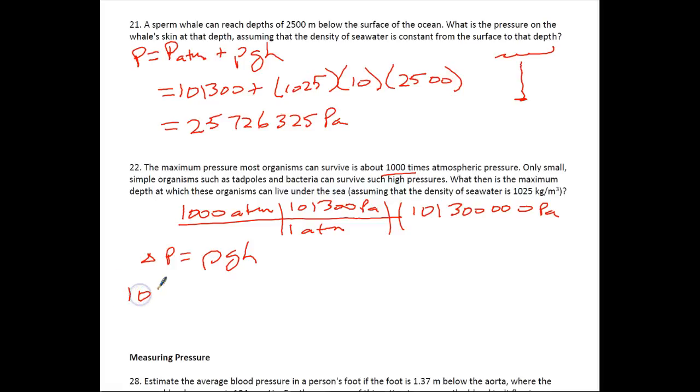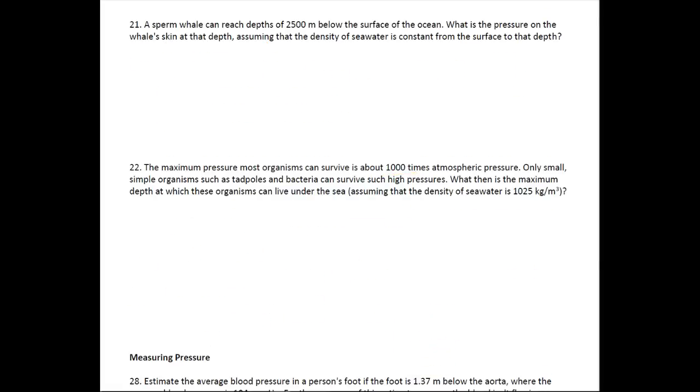We've got 101,300,000 is equal to 1025 times gravity, which is 10, times that depth that we're looking for. And if you solve, you'll end up with 9883 meters.